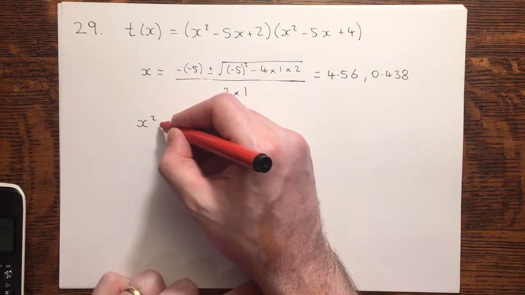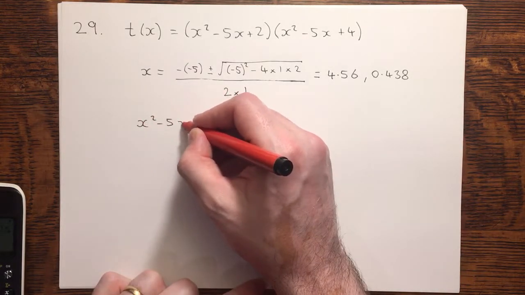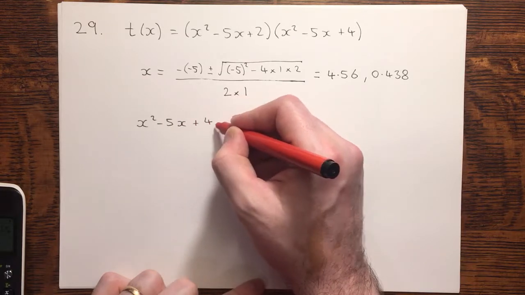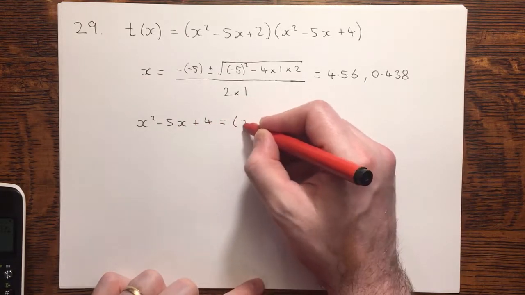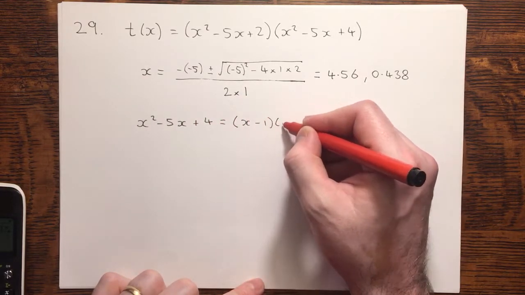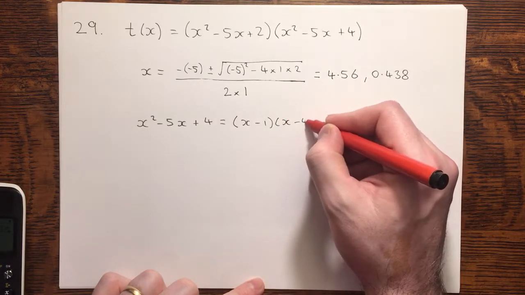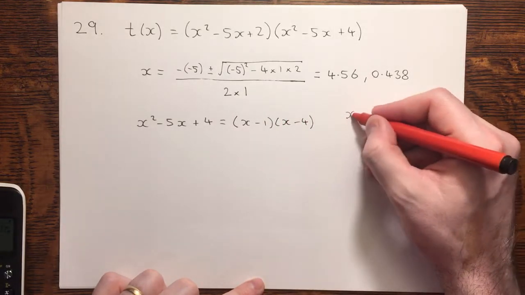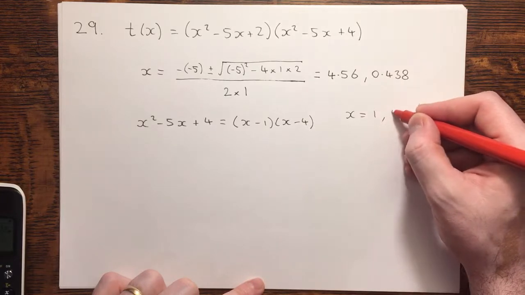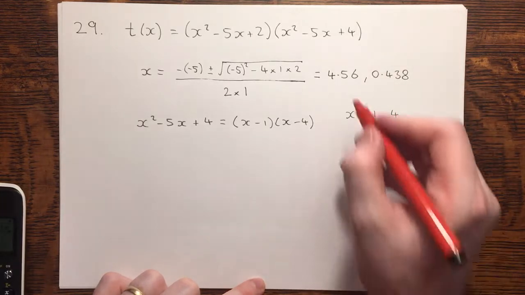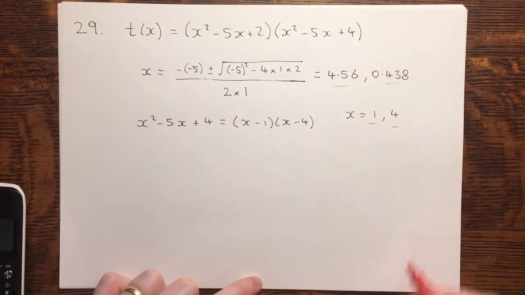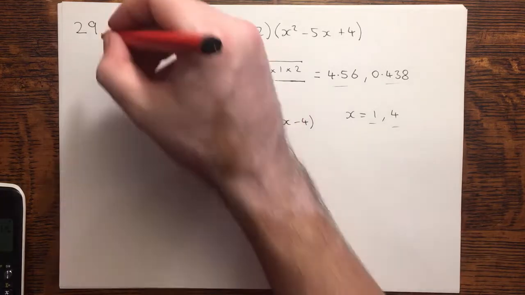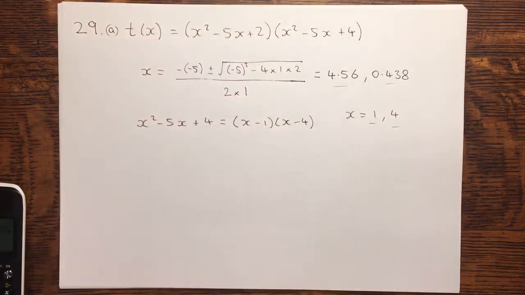Starting with that, I can factorise this into paired brackets. And this gives me two more solutions of 1 and 4 for x. So here are my four solutions. And that's all that's required for part A.